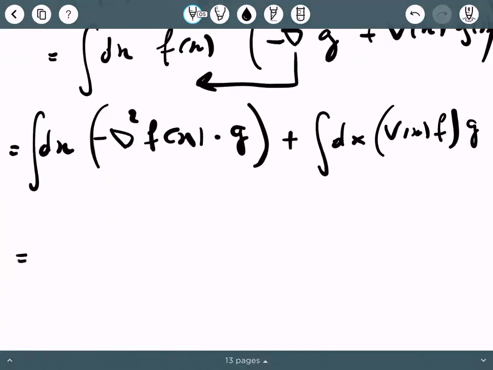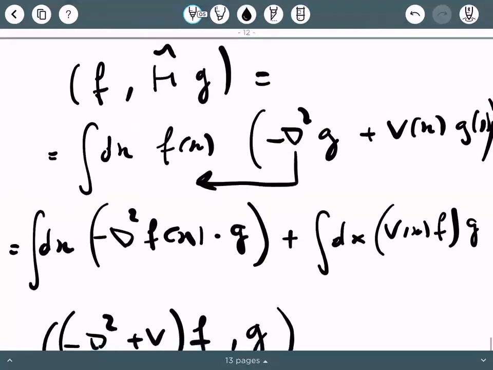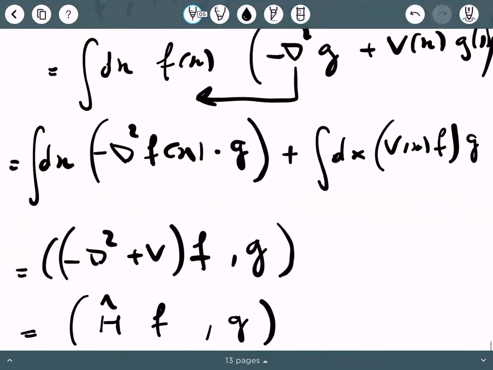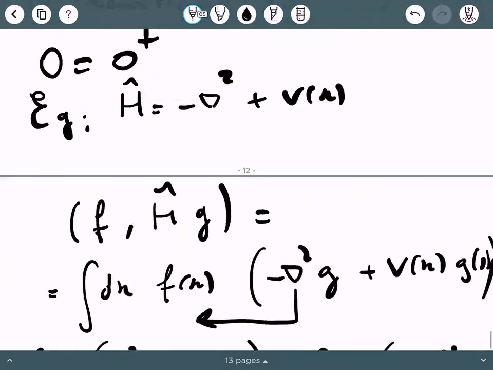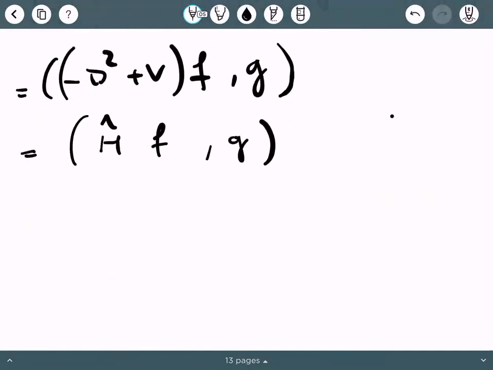So if I combine this together, I have that this is basically, but this is nothing but the Hamiltonian applied to f and g, which means that basically h is self-adjoint. Okay? No big deal here, come on.